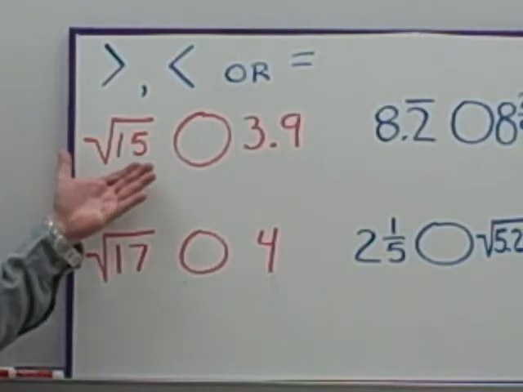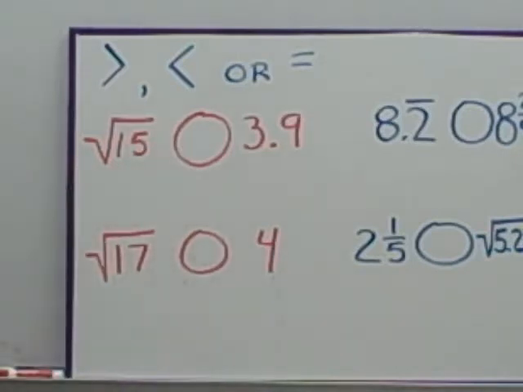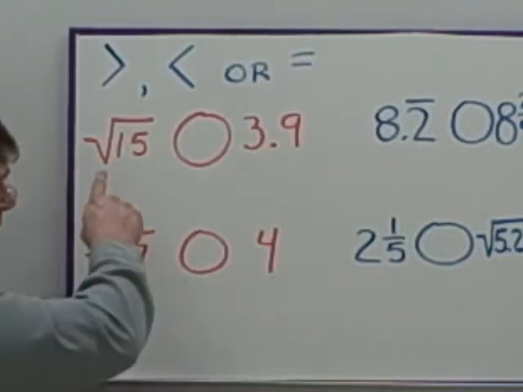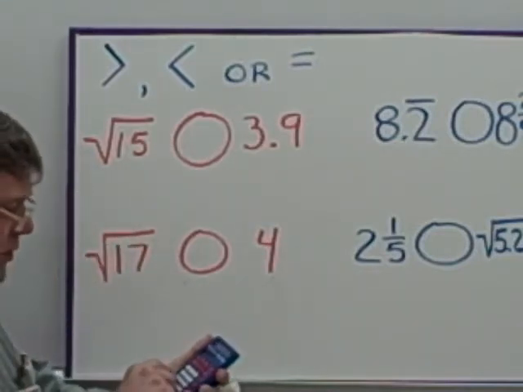All right, so here we have the square root of 15 and 3.9. Now, I know that the square root of 16 is 4. So I know that that is pretty close to 4 in value, and that's pretty close to 4 in value. So I can't really estimate this. I'm going to have to actually find out what the square root of 15 is.